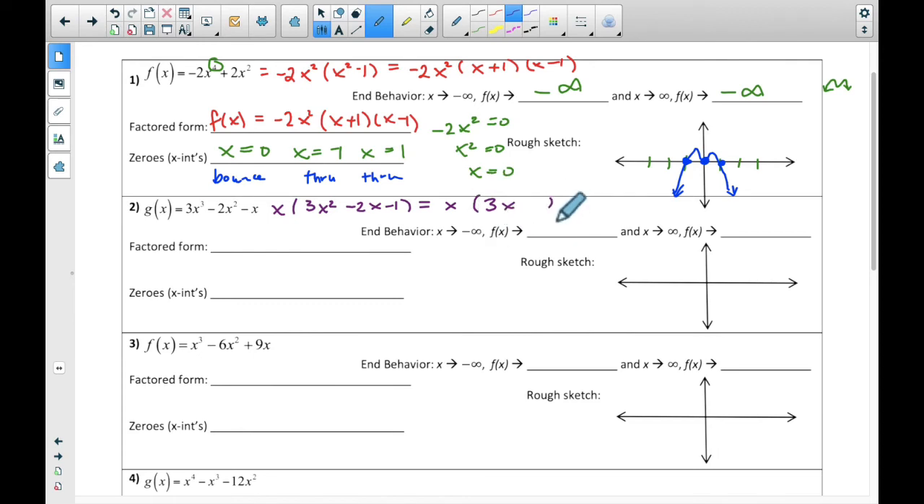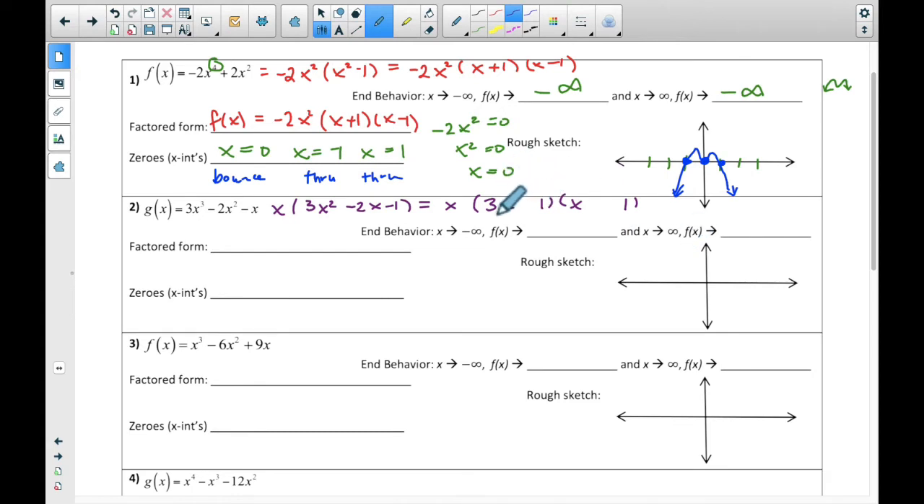You could use the AC method to factor, or I use the guess and check method. That's how I do it. So I know this has to be a 3x and a 1x. This negative 1 on the end tells me I have to have one of them as a 1 and one of them as a negative 1. I just now have to think about positives and negatives.